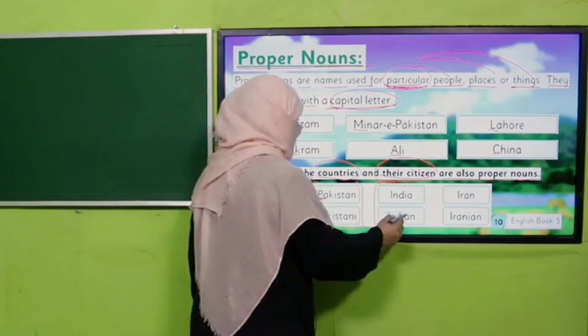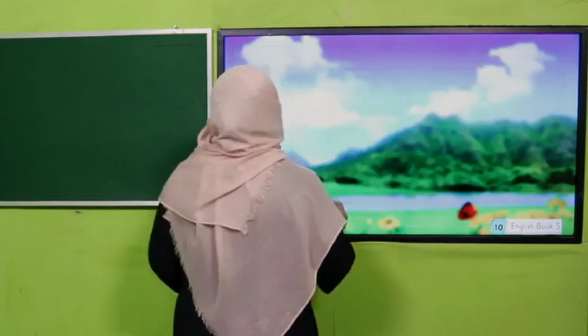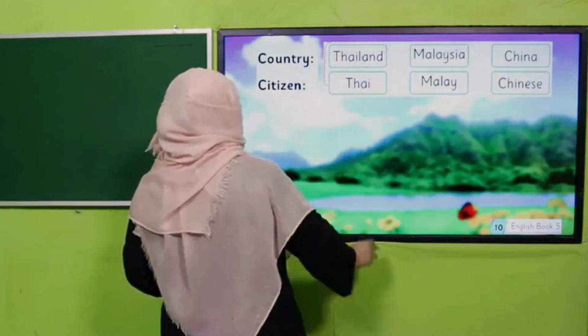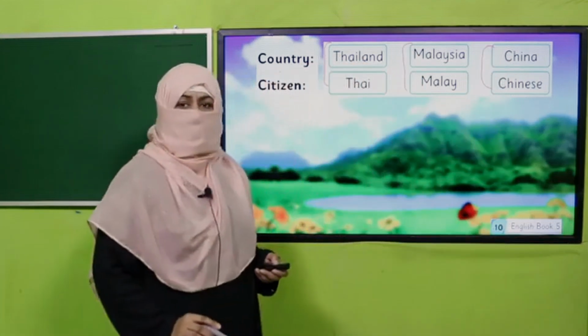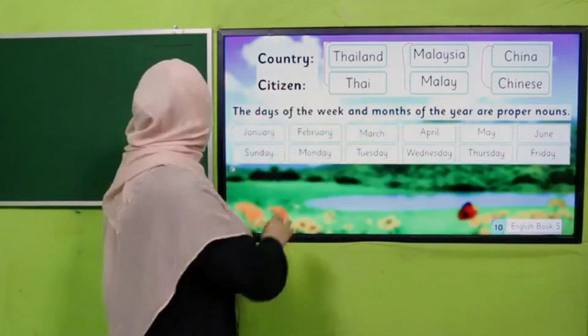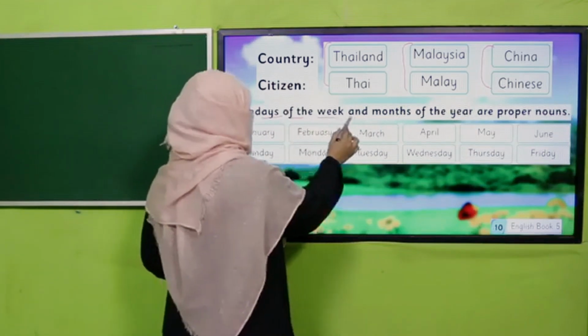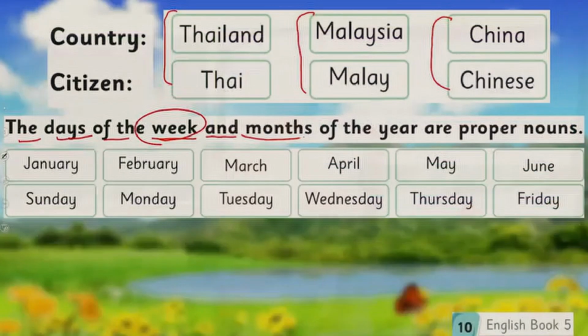India, Indian, Iran, Iranian, Thailand, Thai, Malaysia, Malay, China, Chinese. So, all are proper nouns. The days of the week and months of the year are proper nouns.